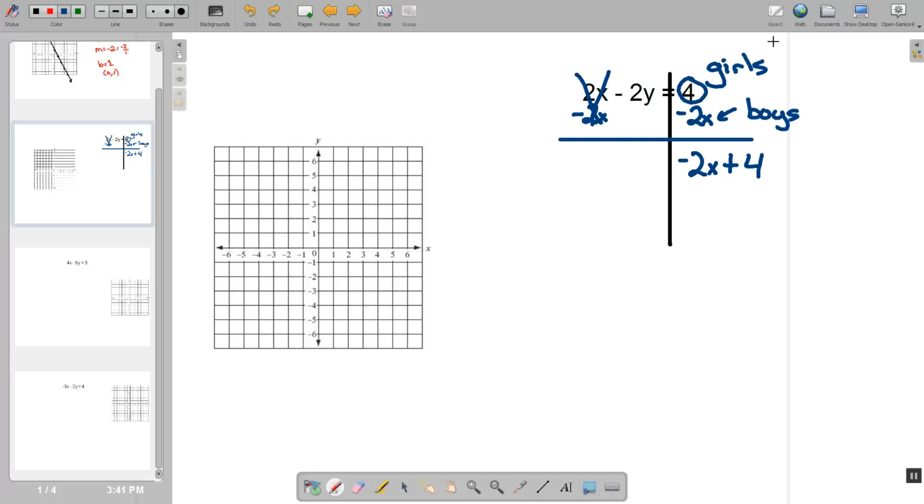If you come and tell me that numbers and x's are like boys and girls at a dance, I will give you candy or SPs.